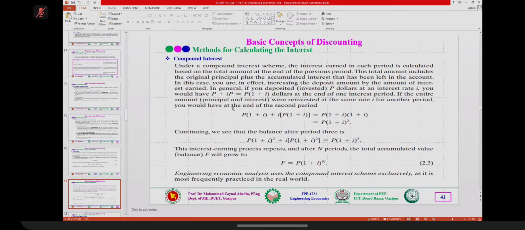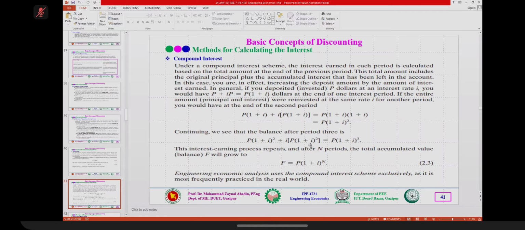If the entire amount, principal and interest, were reinvested in the next year at the same rate i for another period, you would have at the end of the second period P. This is the first year value, and this first year value will be reinvested at the same interest rate, small i. It is in similar condition, in analogy to that value. So we can take P common, 1 plus i. So P into (1 plus i) squared.